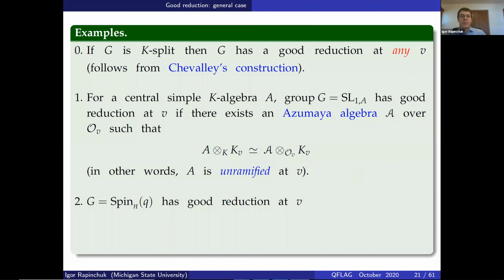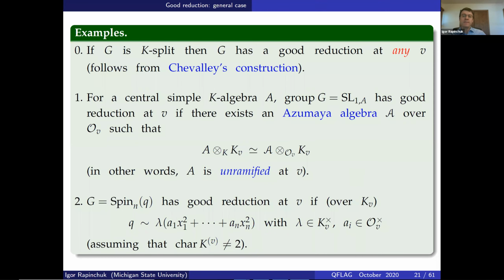And one more example that I'd like to mention that will be relevant for us a little later on is that if G is the spinor group of a non-degenerate quadratic form in n variables, then this group has good reduction at V if, up to scalars, our quadratic form is equivalent to a quadratic form all of whose coefficients are units in the valuation ring. Okay, so in other words, this definition of good reduction, which we phrased in terms of reductive group schemes, can be described in fairly concrete terms in many situations.